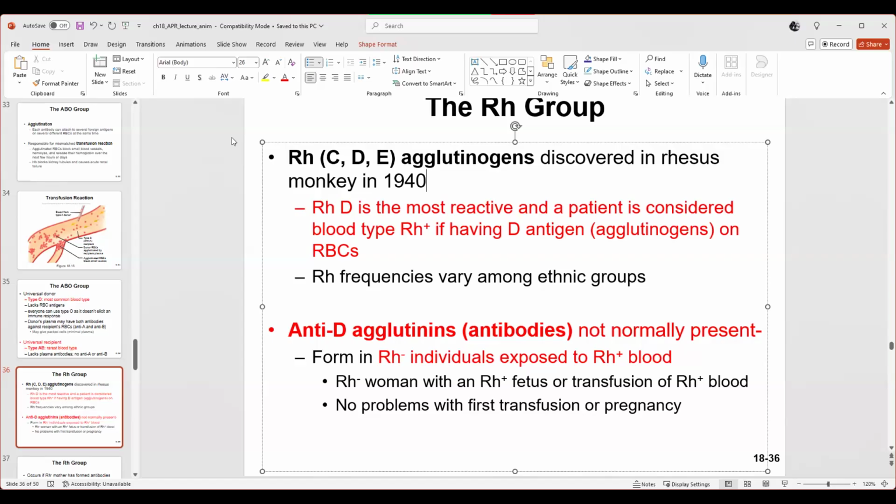At that point, mom has her first initial introduction to that A positive blood. Mom makes antibodies to the Rh factor, the D protein. And if the husband and wife stay married and have kids again, there's a good chance a second kid is going to have A positive blood, and now mom has antibodies to it. Mom's antibodies go into the baby's bloodstream and start destroying the baby's red blood cells immediately.